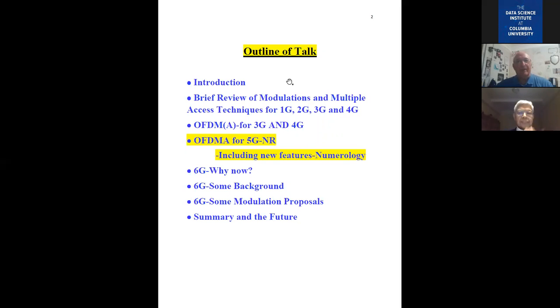First of all, at the beginning I'm going to give a brief review of the modulation techniques for 1G, 2G, 3G, 4G, and then 5G, as an introduction to what we might expect from 6G. What we might expect from 6G is something different than we've seen in the last 10 or 15 years. It looks like OFDM may be going out of business, partly. So we're going to first describe a little bit of the history, then talk about why 6G now and some of the background, and then some of the modulation proposals which have already been made.